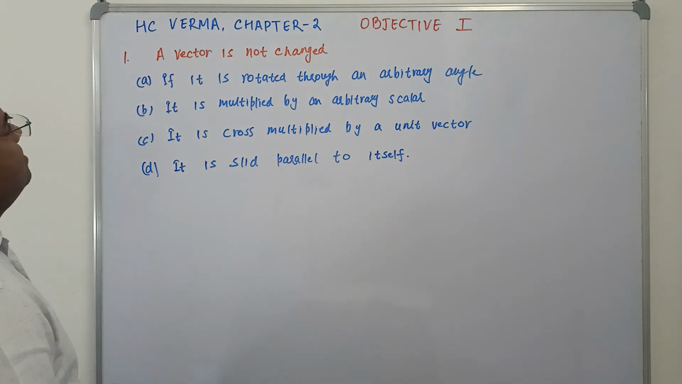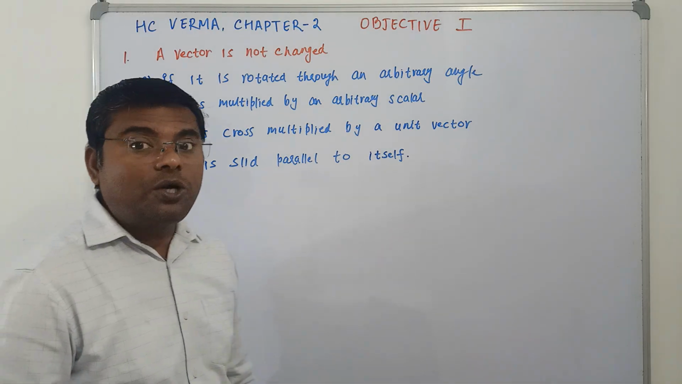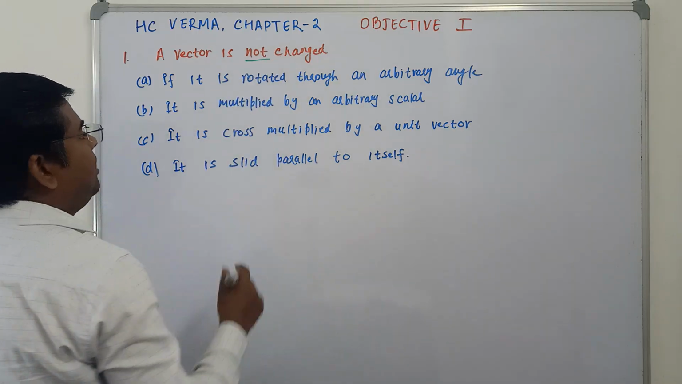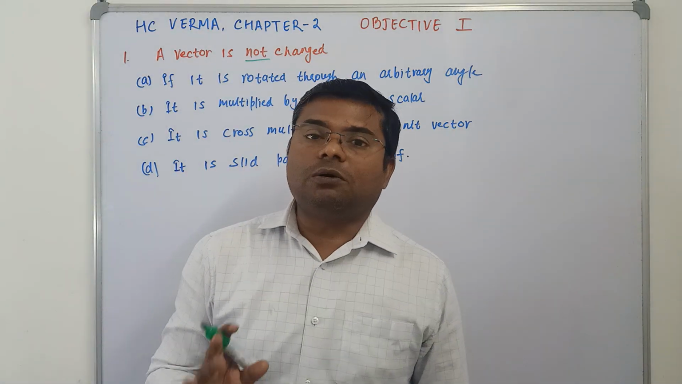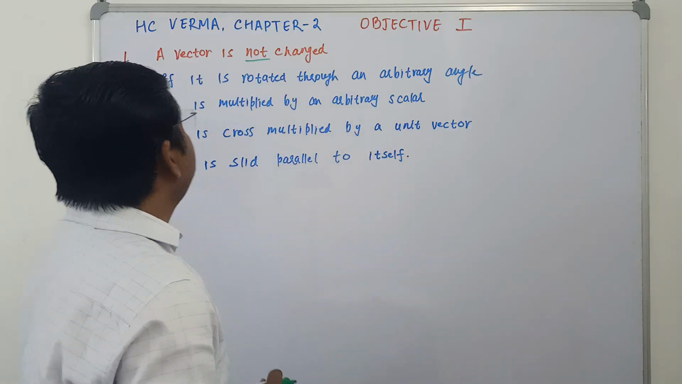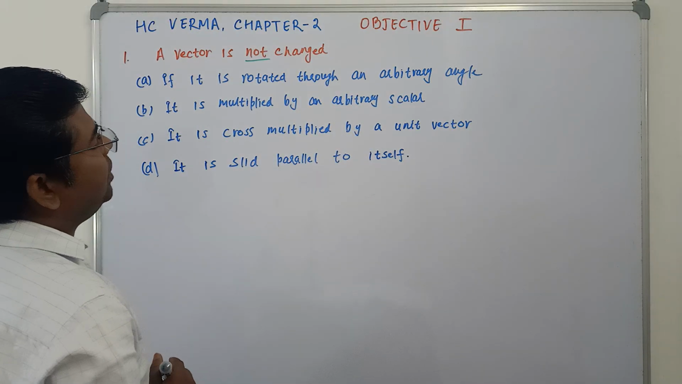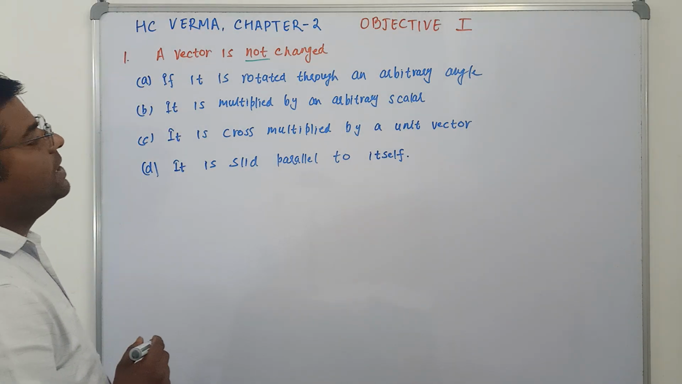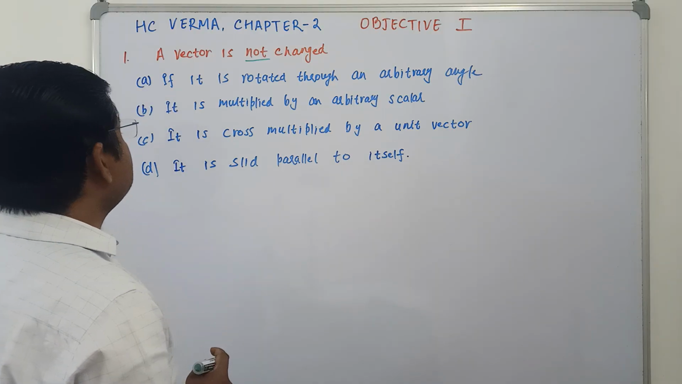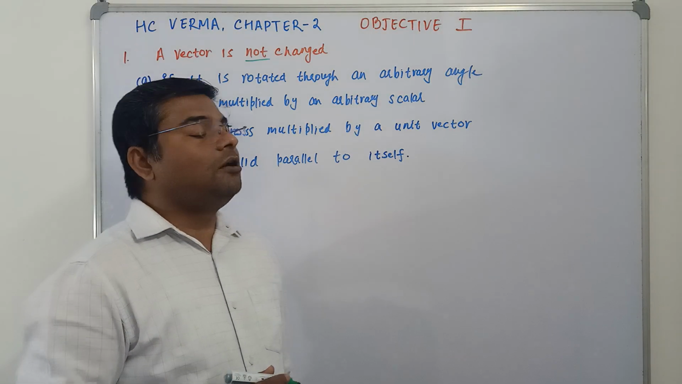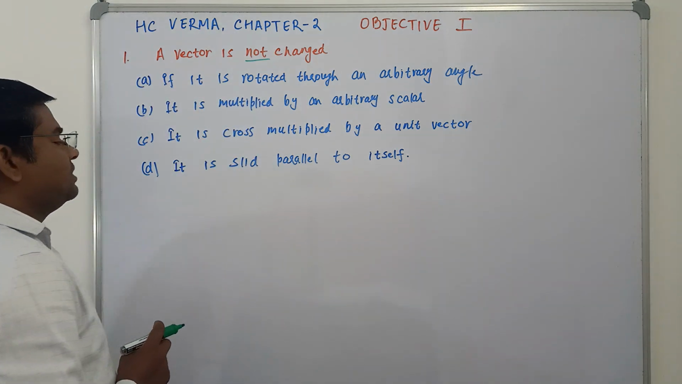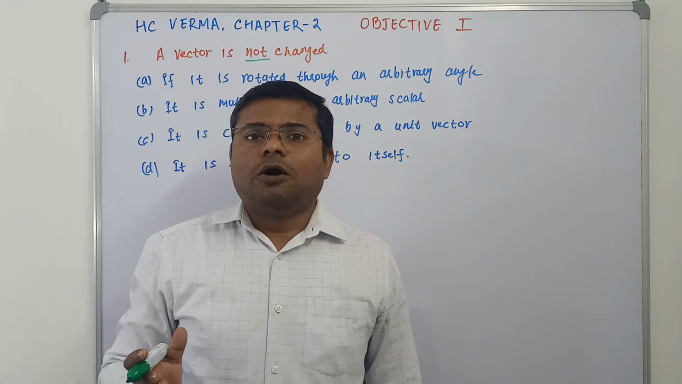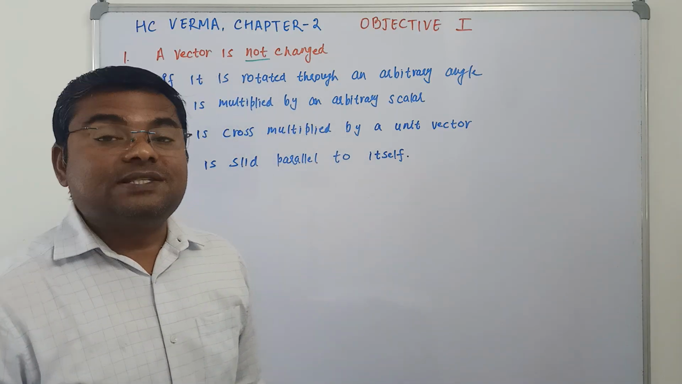So the first is: a vector does not change. Here the vector does not change. We have four options and we will discuss all of them in detail. The first is if it is rotated through an arbitrary angle. Second option is if it is multiplied by an arbitrary scalar. Third is it is cross multiplied by a unit vector. And the last one is it is slid parallel to itself. What are the concepts behind these options and which option is the correct one?